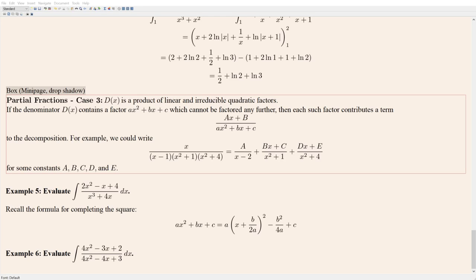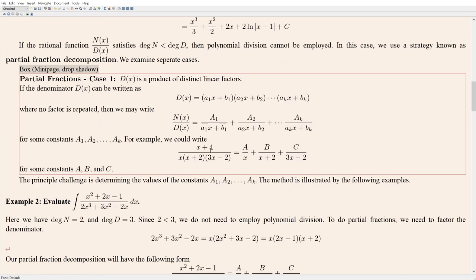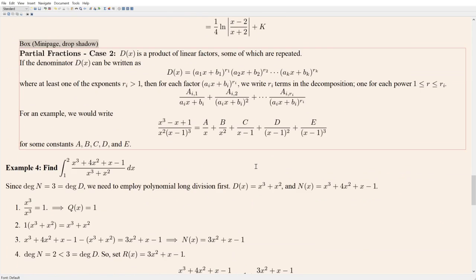Okay, we're back in part 2. So, case 1. In case 1, that is the case where the denominator of our rational function has distinct linear factors. In case 2, the denominator still had linear factors, but now they have powers attached to them.